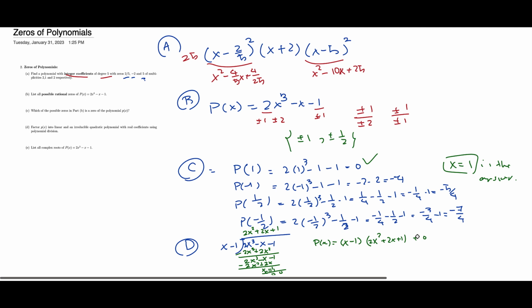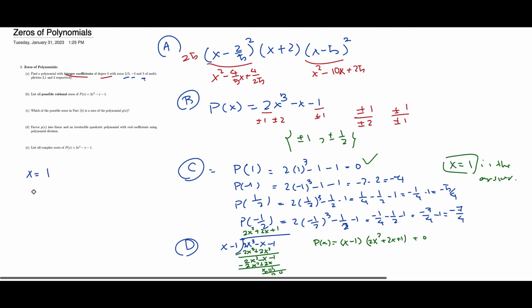The last piece, let's go to the left a little bit. The last piece is asking to find all the roots. Now that I did the long division, I knew from part C that x equal to 1 is a root. And that's a real root, which is still a complex number.